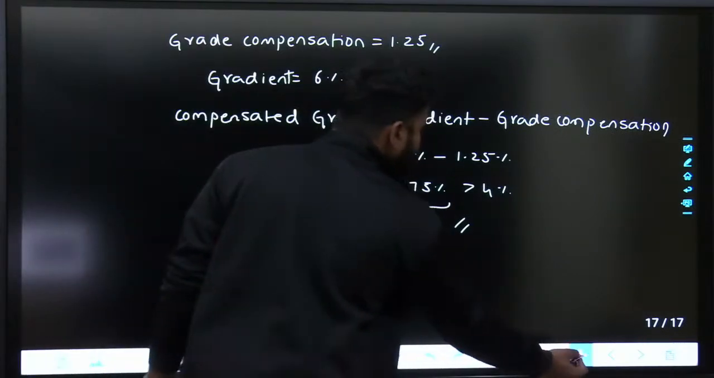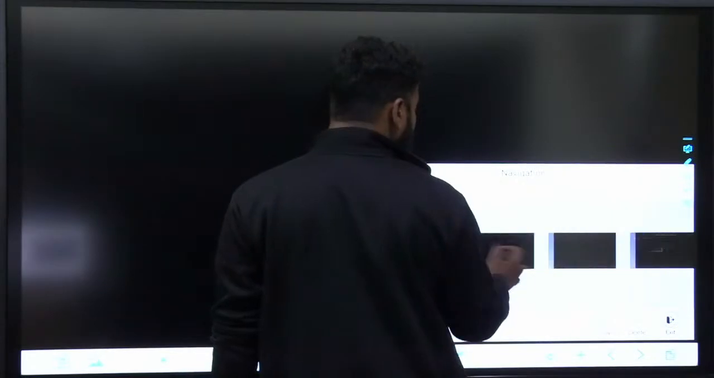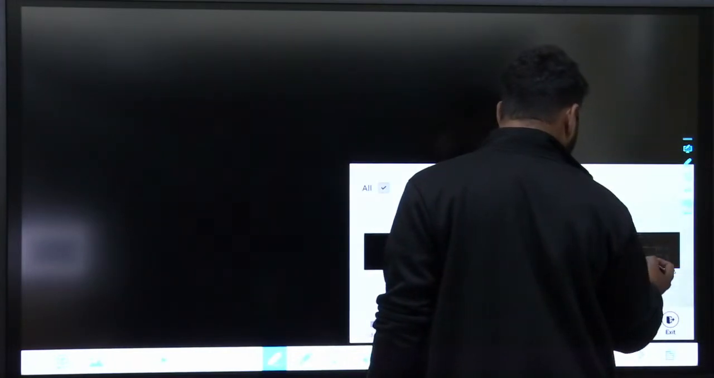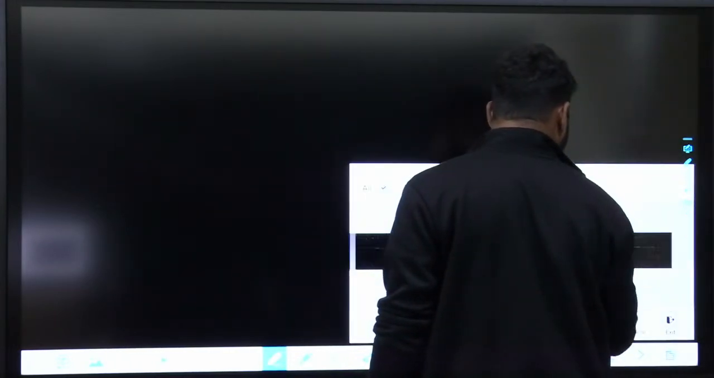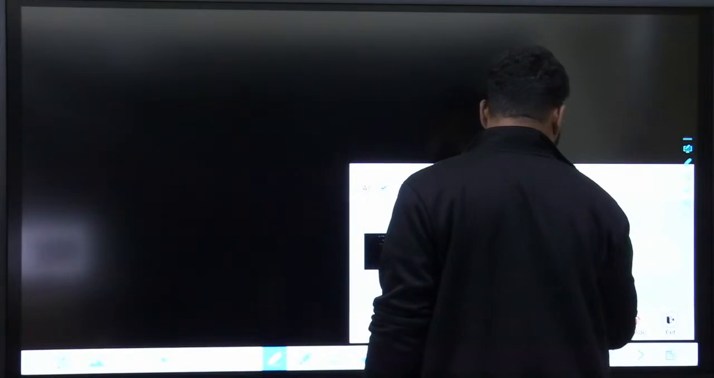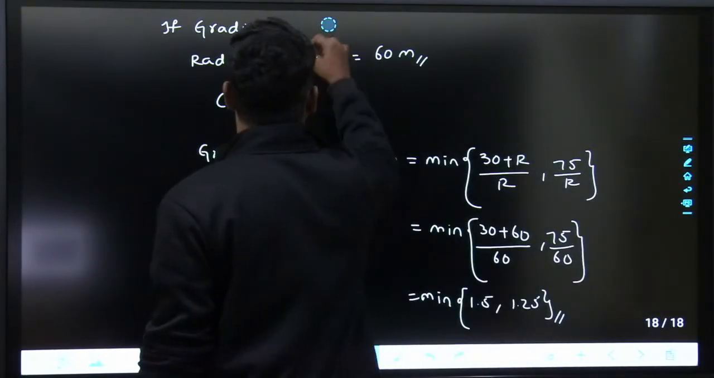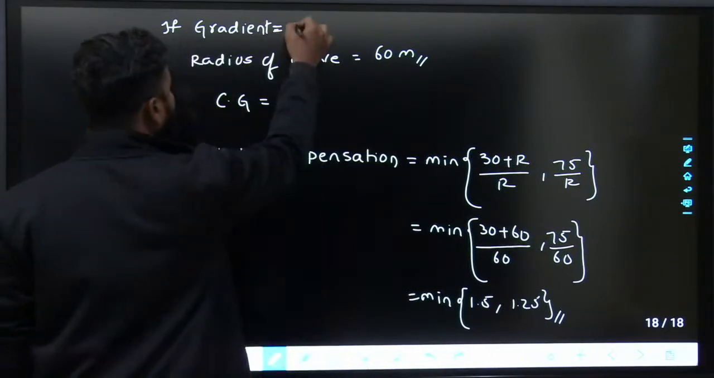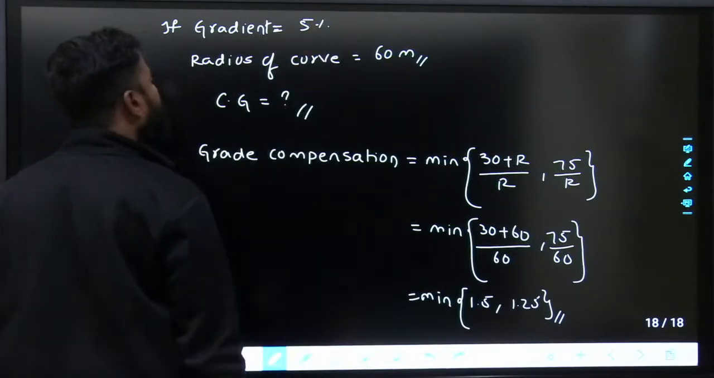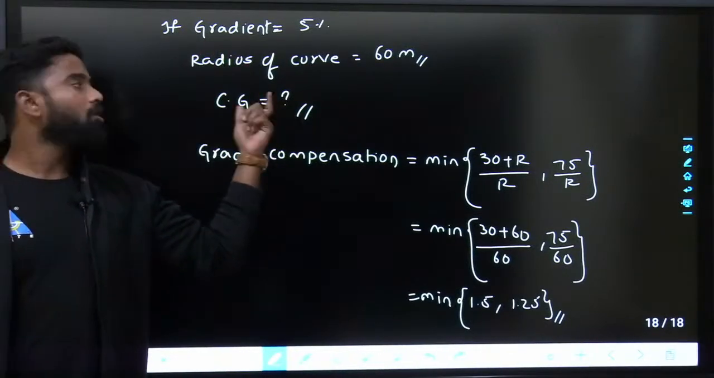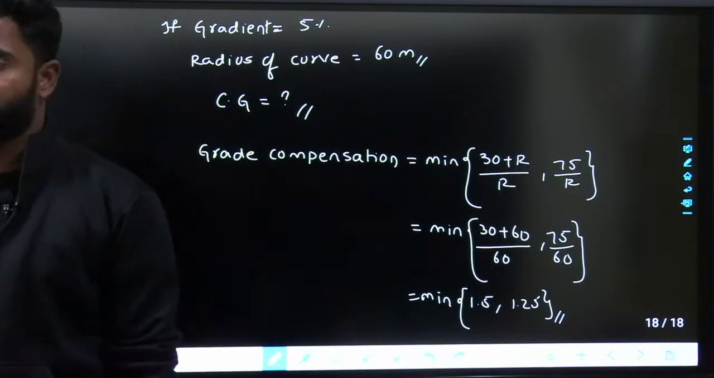Fine. In the same question, if gradient is 5%, what would be the compensated grade? Give me the answer.